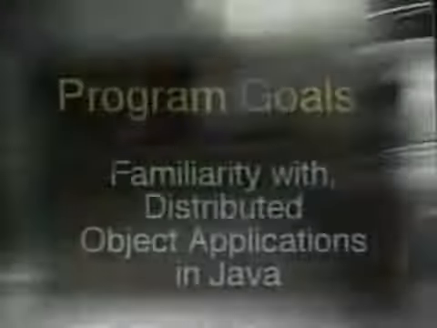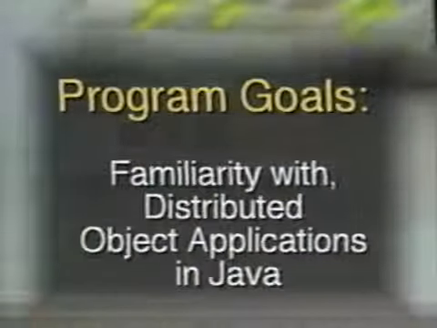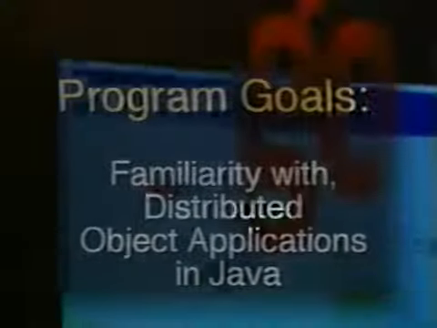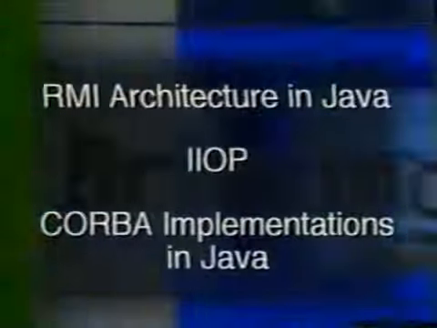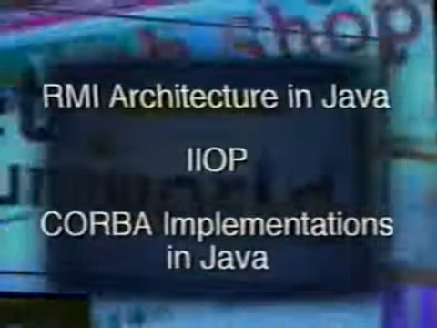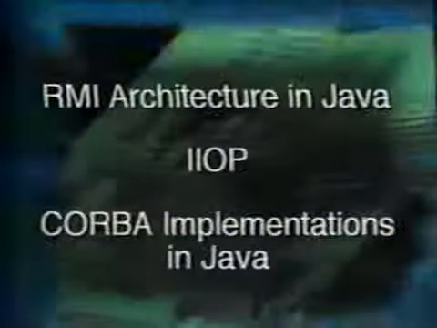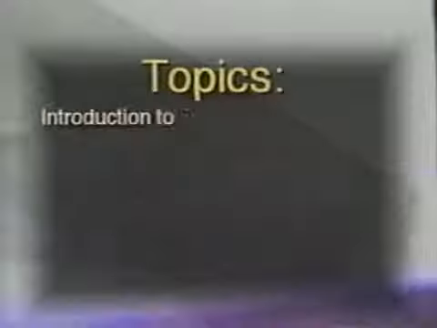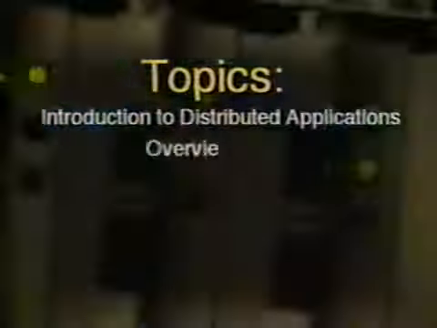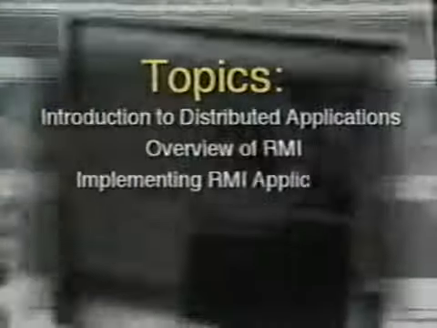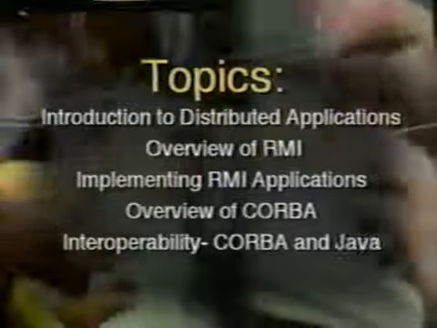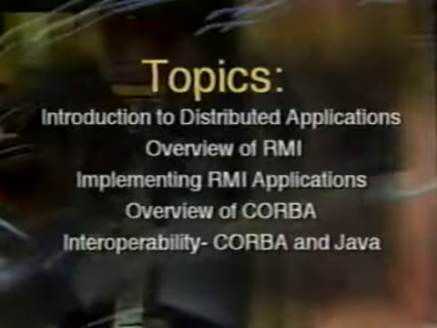The goals of this program are to familiarize you with distributed object applications in Java. After viewing this, you should have a firm understanding of the remote method invocation architecture in Java, as well as the Internet Inter-Orb protocol and other Corba implementations in Java. Topics include an introduction to distributed applications, an overview of RMI, implementing RMI applications, an overview of Corba, and interoperability between Corba and Java.